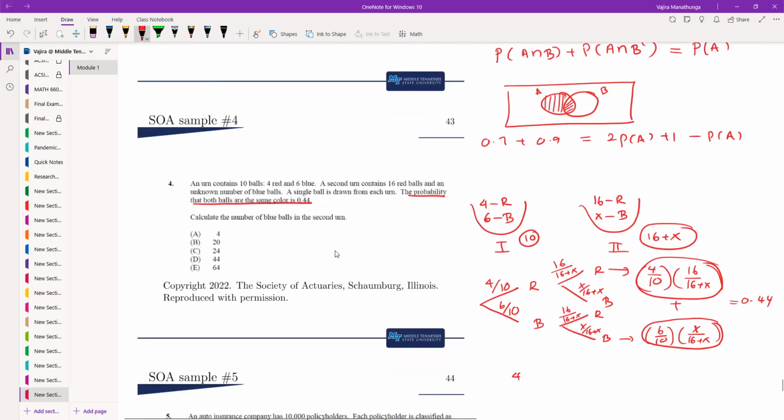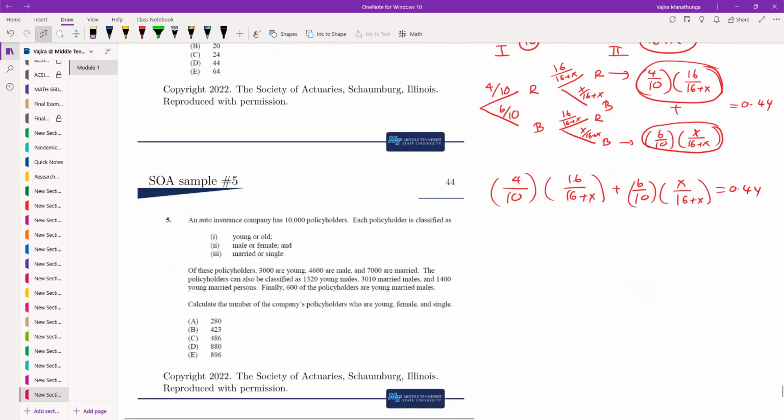So basically you get the equation 4 out of 10 times 16 over 16 plus X, plus 6 over 10 times X over 16 plus X, equal to 0.44. Solve for X and you should get the answer as 4. I leave the solving part for you. It is a simple linear equation.